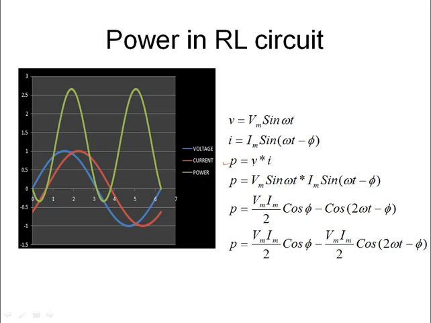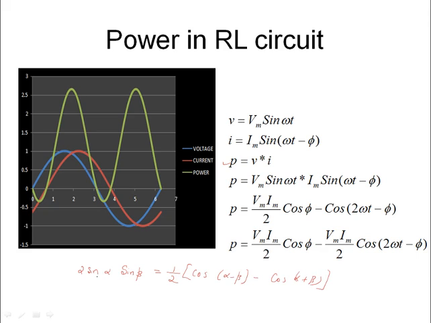So power is equal to V into I. Instantaneous power is Vm sin omega t into Im sin (omega t minus phi), right? We know one mathematical formula: 2 sin alpha sin beta is equal to cos(alpha minus beta) minus cos(alpha plus beta).